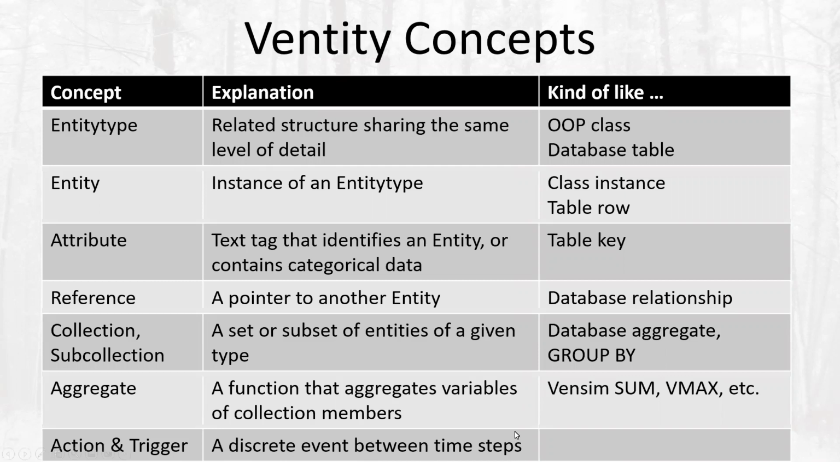And then finally, we have actions and triggers. So actions are discrete events that fire between time steps, and they can actually modify the model. For example, you can add or delete entities, or you can modify the state of an entity by, say, shifting some stock value. The key for these really is that they happen instantaneously between time steps, and that they can change the structure of the model.